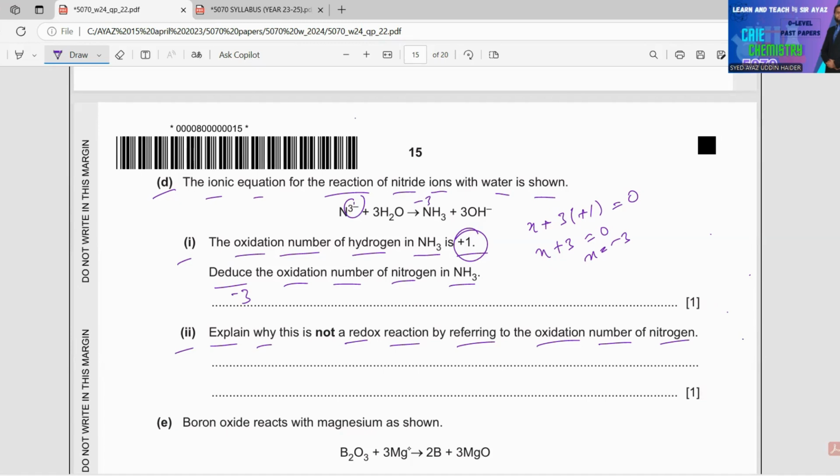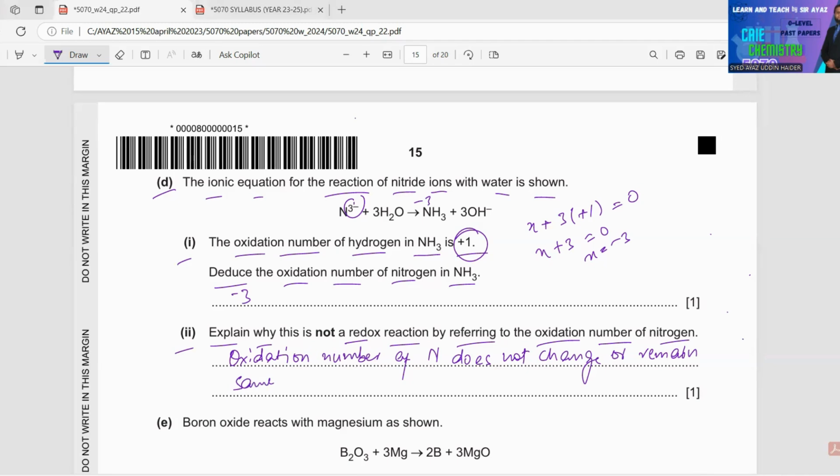So it does not change or remain same. That is minus 3.